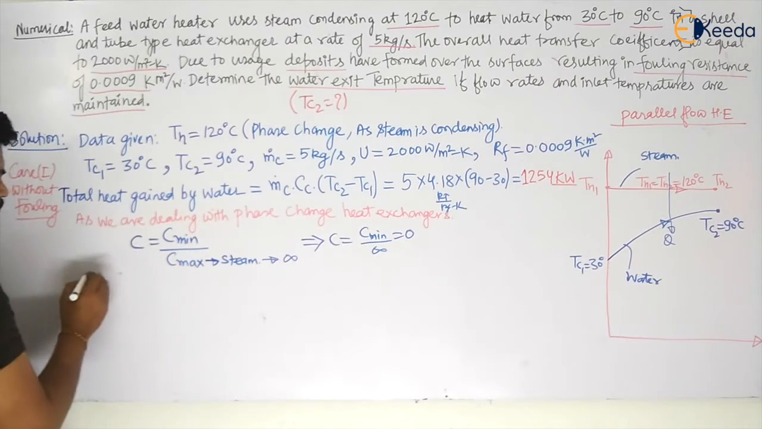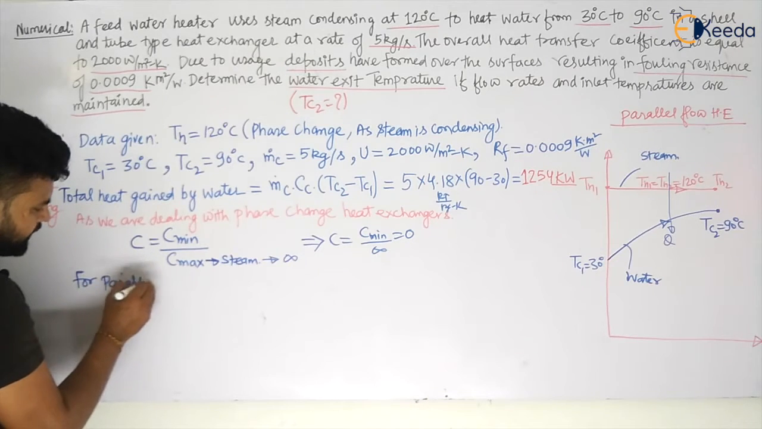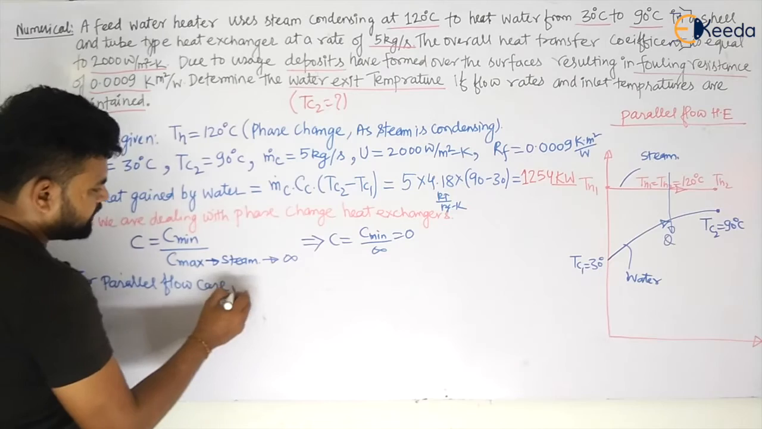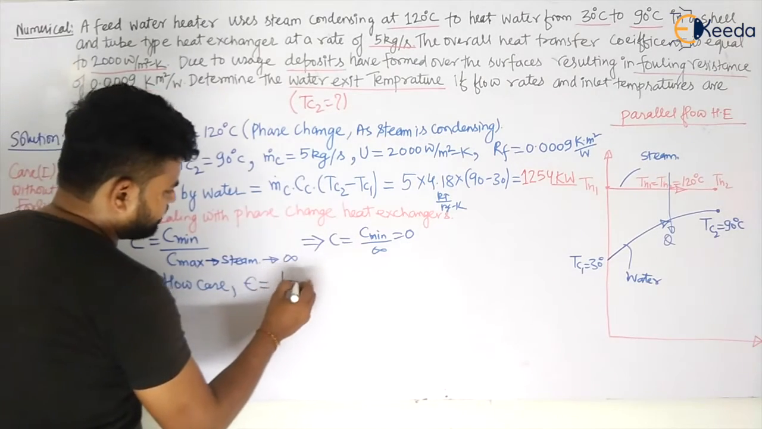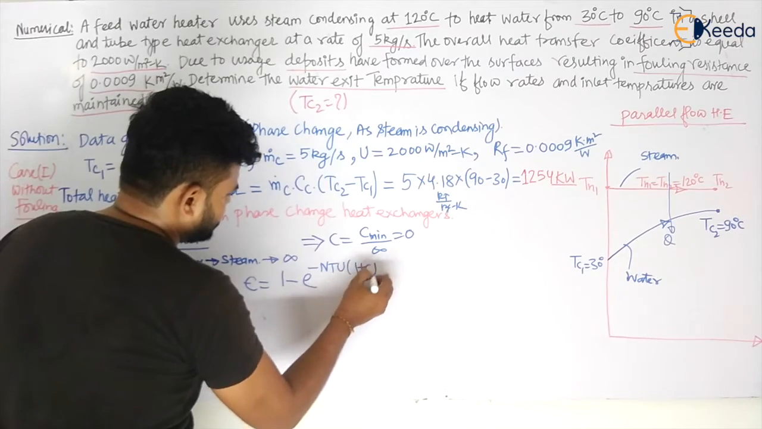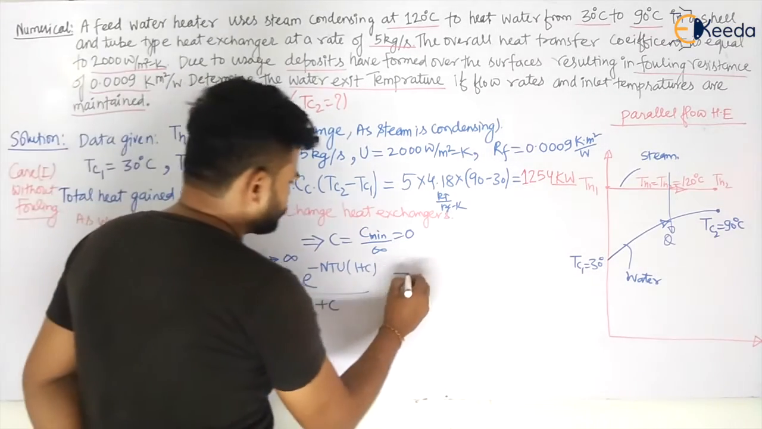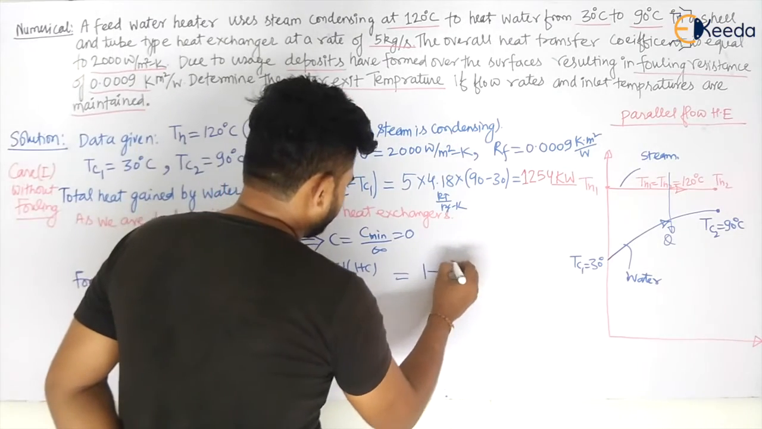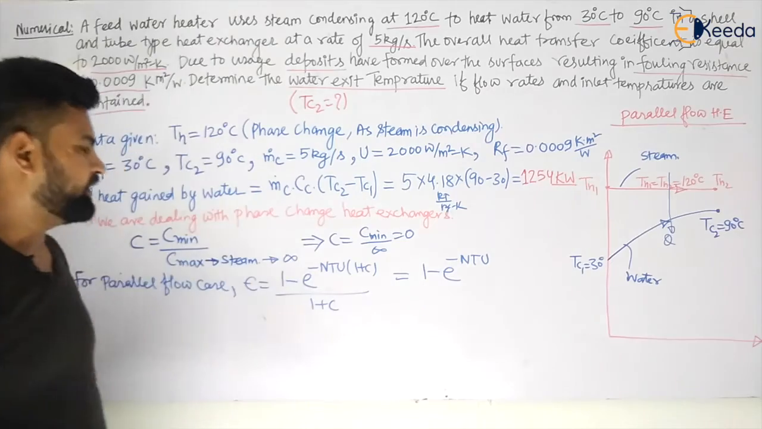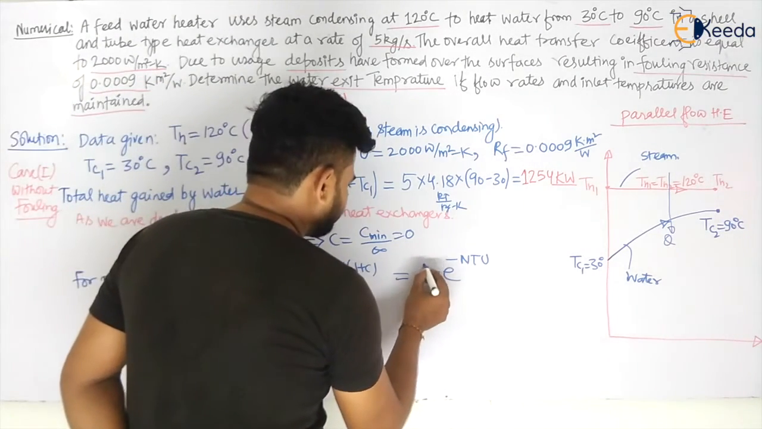So can we calculate for the parallel flow case? For the parallel flow case, effectiveness is given by 1 minus e to the power minus NTU (1 plus C) divided by 1 plus C, my dear student. But C is already 0. So this will become equal to 1 minus e to the power minus NTU, my dear students.